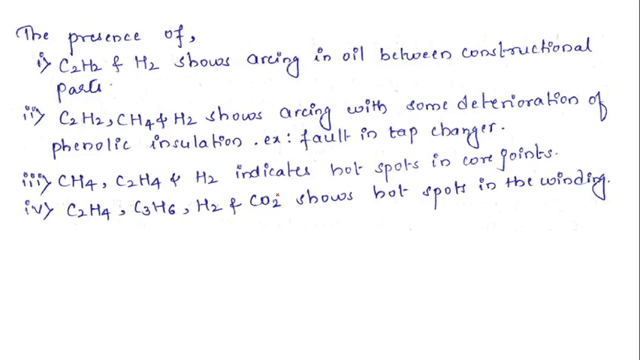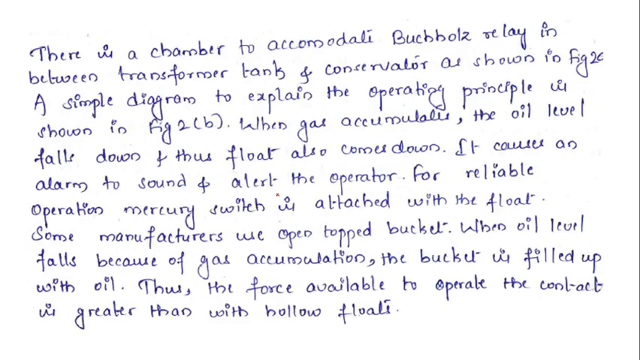Then if the content is C2H4, C3H6, H2 and CO2, it shows hot spots in the winding. So depending upon these gas components, analysis of these gases is going to reveal what type of fault has occurred in the transformer.